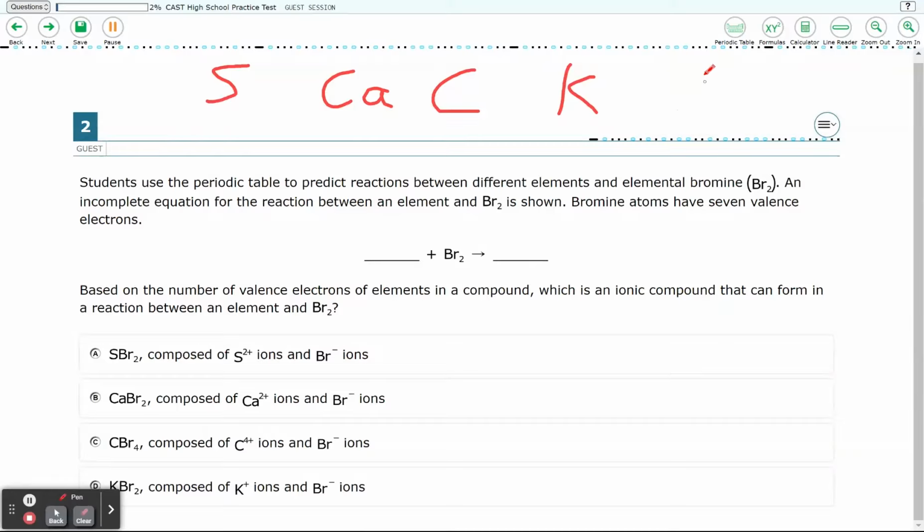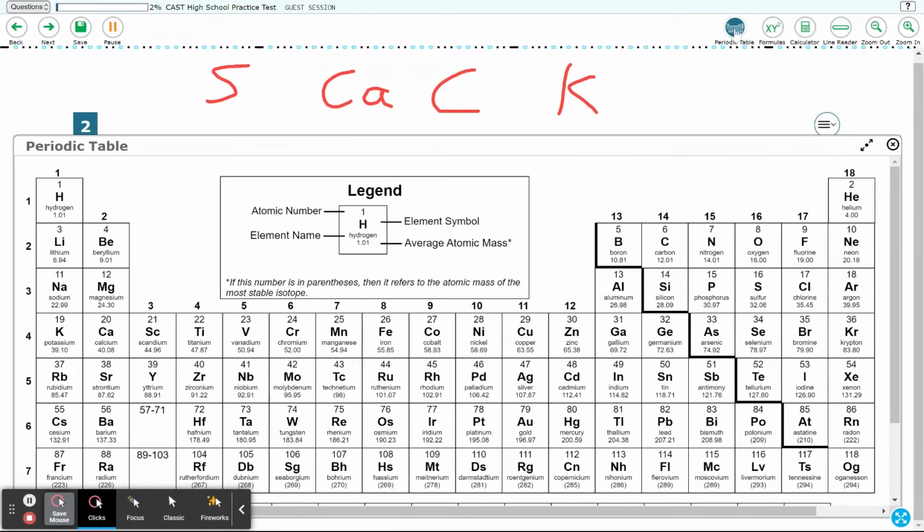So now that we've got those, let's come up here to the periodic table. Let me go back to using my mouse and click on the periodic table. And so here we have the periodic table. We can see that S is right over here. Ca, calcium, is over here. C, carbon, is here. And K, potassium, is here.